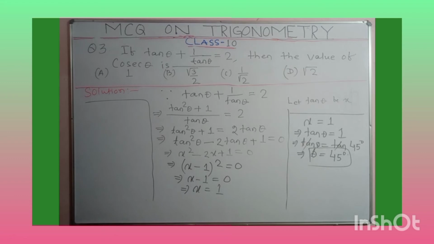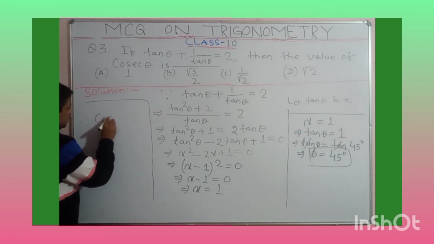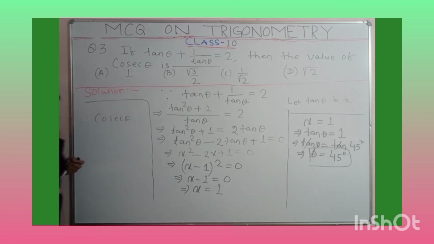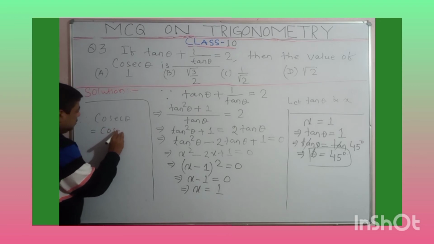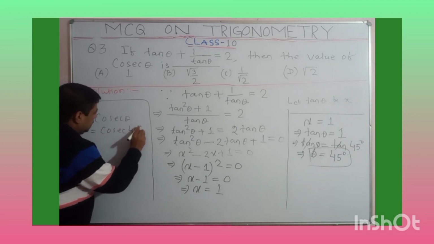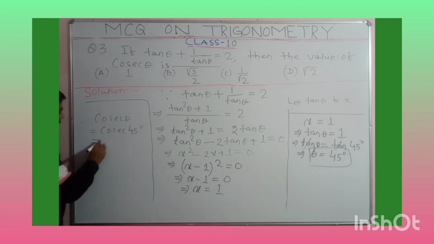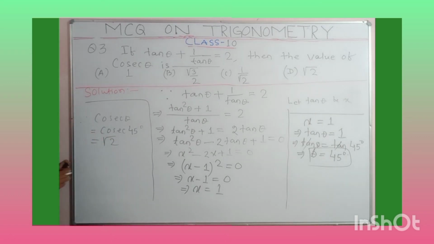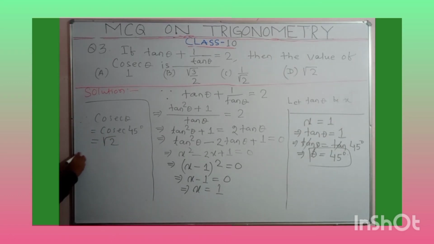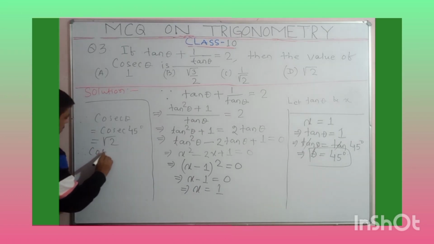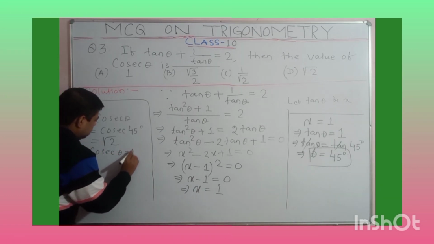Understand? It is given that you have to find out cosec theta. Hence, cosec theta. After putting the value of theta here, we shall get cosec 45 degrees. And what is the cosec 45 degree value? All of you know, root 2. Yes or no? Hence, cosec theta is equal to root 2.